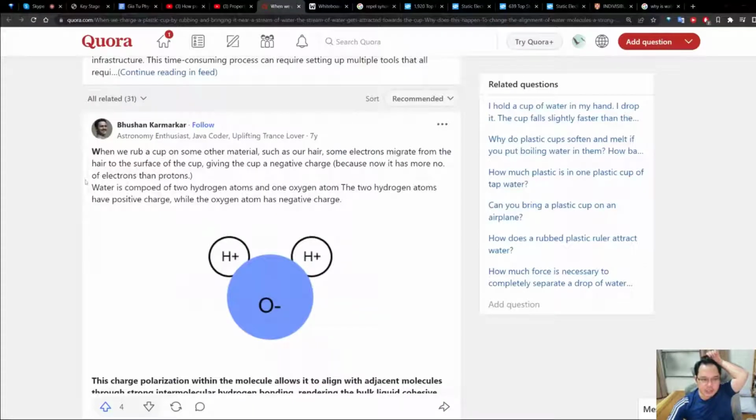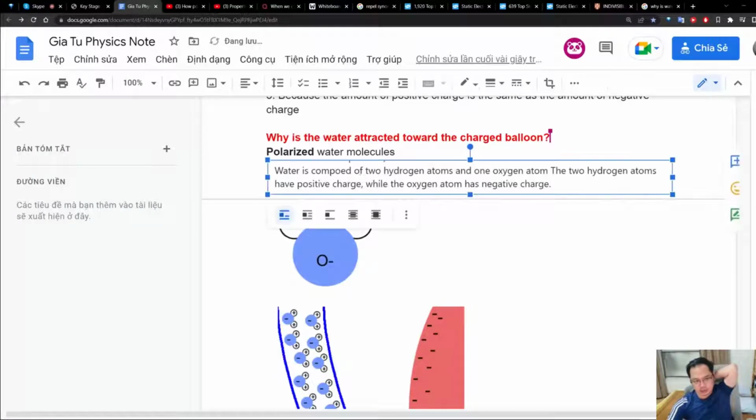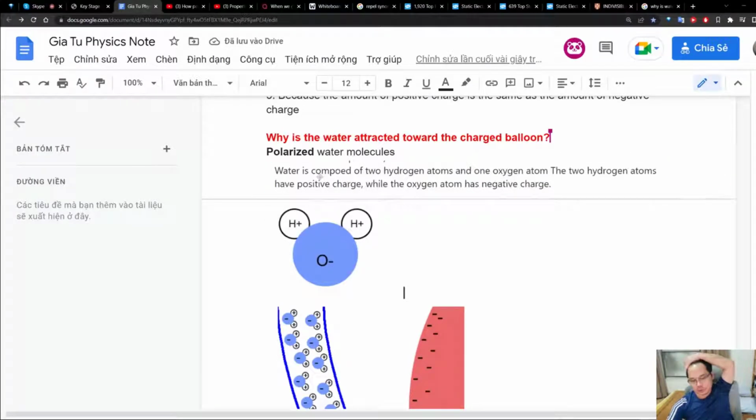Here is a simpler description of what is meant by polarization of water molecules. Water is composed of two hydrogen atoms and one oxygen atom. The two hydrogen atoms have a positive charge, while the oxygen atom has a negative charge.